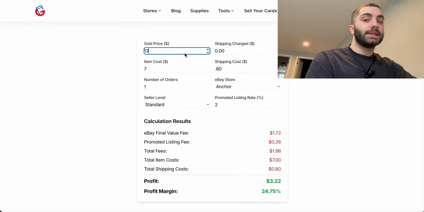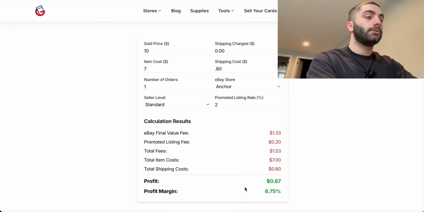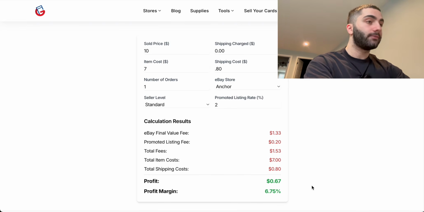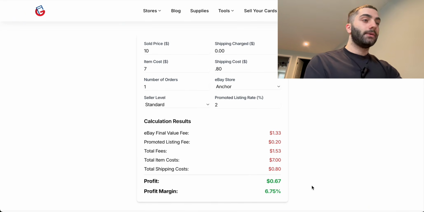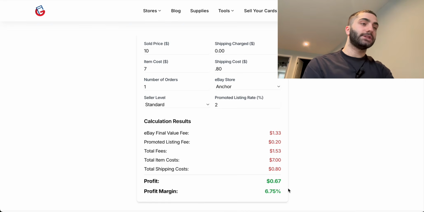Now, let's say you wanted to sell that at market price of $10. So right here, you would be making 67 cents with a 6.75% profit margin. When you look at it like this, it's not a very good number, because with 67 cents, you're doing all that work just for that much. It's very low. So that's why you want to grow your store as quickly as possible, so you don't have to be in this stage for too long.